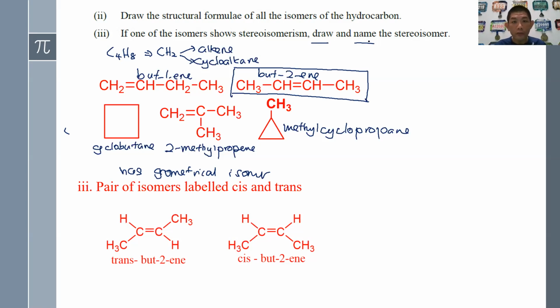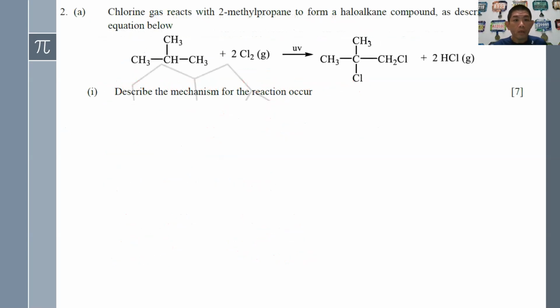Immediately we move to question number 2. Question number 2 sounds like this. Chlorine gas reacts with 2-methylpropane to form a haloalkane compound as described in the equation below. So you have 2-methylpropane reacting with 2 chlorine molecules to form 1,2-dichloropropane. Describe the mechanism for the reaction.